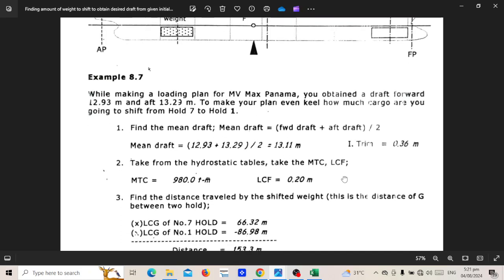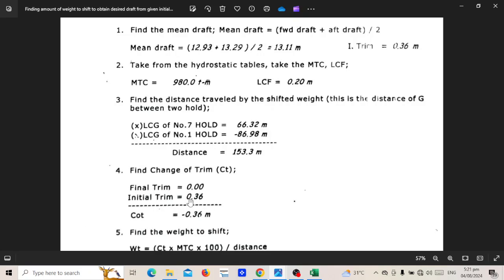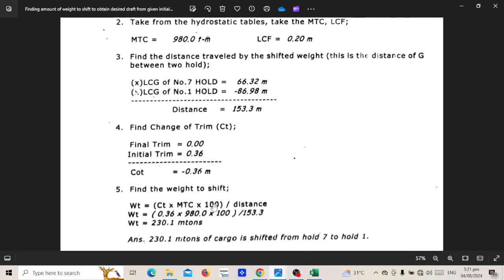So from the trim of 36 centimeters to be even keel, you have a change of trim of about 36 centimeters. Forget about the sign. You have only 36 centimeters change of trim. Now the formula to find the weight to shift. Okay, so this is the formula on how to find the weight. Weight equals change of trim times MTC times 100 over the distance.